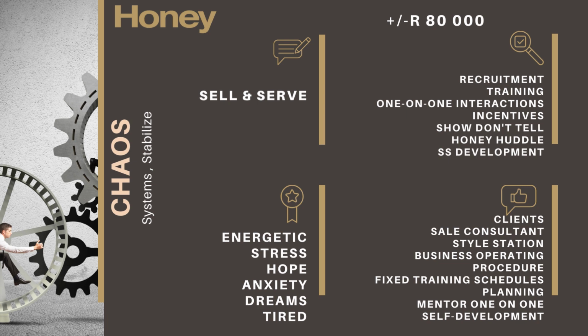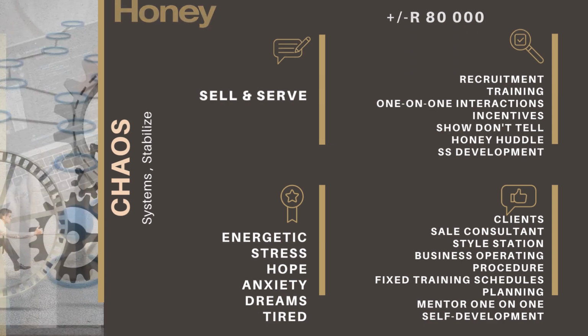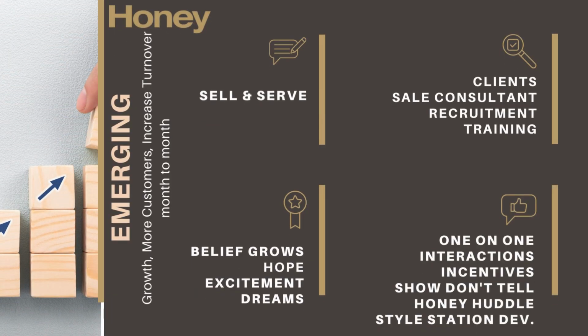Now, this is very important because if you can now push through chaos, you want to push through to the next level. However, if you do not handle your chaos, what will happen? Recruitment slows down, training goes down. When training goes down, performance goes down. So all of a sudden, your incentives, you might put up a stunning incentive, but nobody achieves it. And then your business, which I have marked down here, could be about 80,000 Rand turnover per month, starts to go down, down, down, down. Then that pushes you back into emerging.